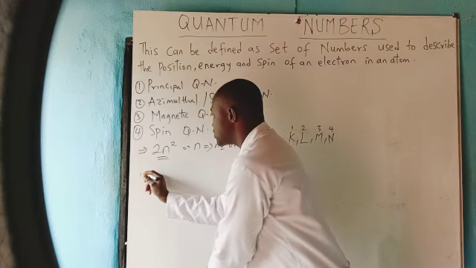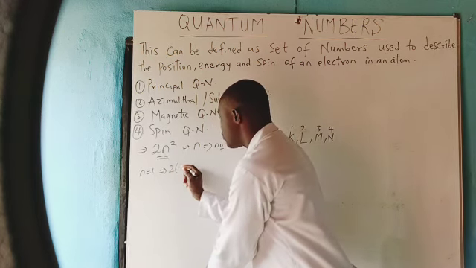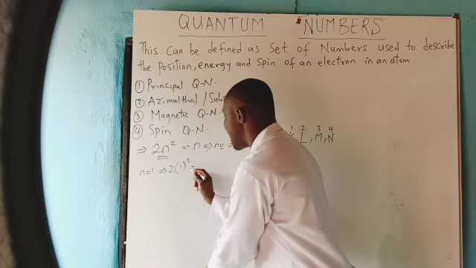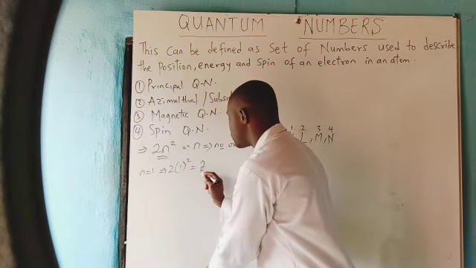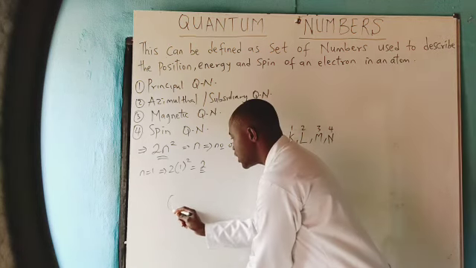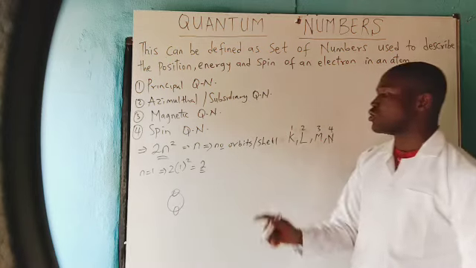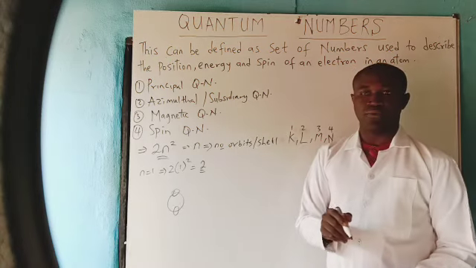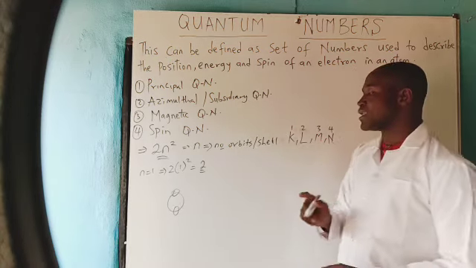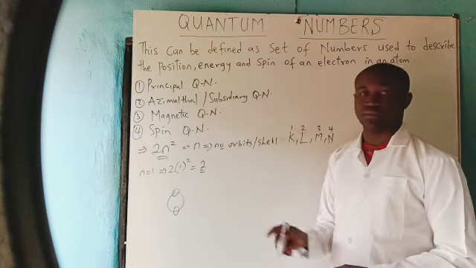When n is equal to 1, we put it here: 2 times 1 raised to the power of 2. The answer will give you what? 2. That means that for the first shell, it will have a maximum of 2 what? Electrons. And that is what we call duplet structure. Duplet structure simply means that the highest number of electrons the first shell should have is 2.